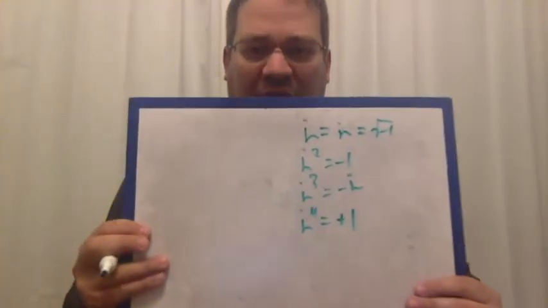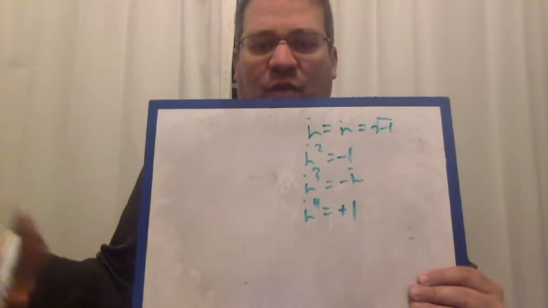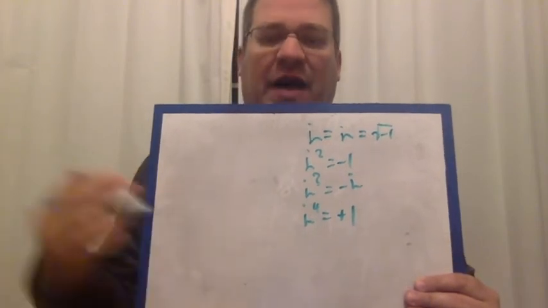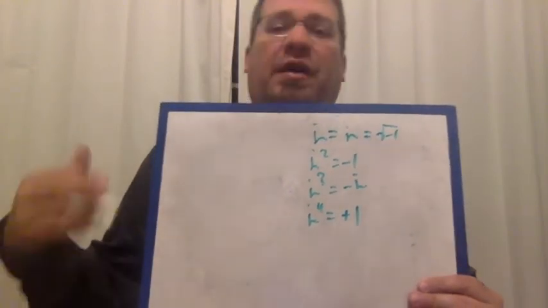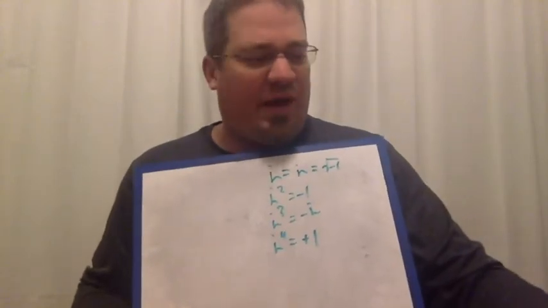Remember, i is the square root of negative 1. i squared is negative 1. i cubed is negative i. And then i to the fourth is positive 1. So on all of these, you're just simply squaring everything.